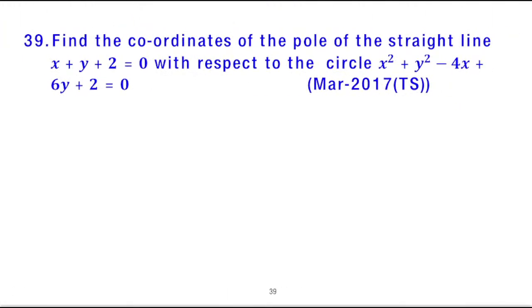Find the coordinates of the pole of the straight line with respect to the circle. This is a regular model, right? Everyone knows this, but first what is a pole, polar? Did you remember all those basic definitions? How to get the pole with respect to the circle. So let pole mean point.